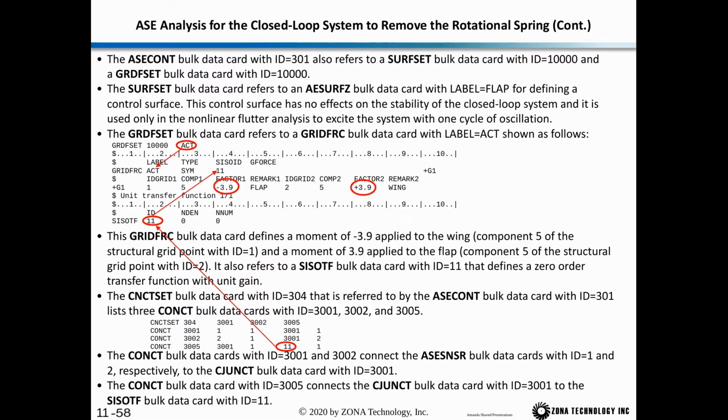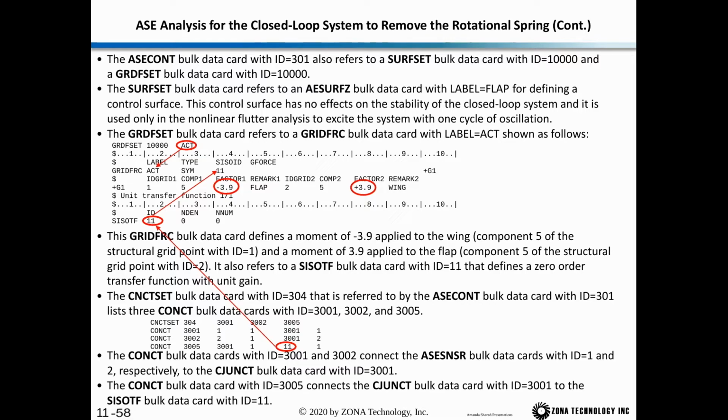Continuing, the ASE controller card refers to a SURFSET card and a GRIDFSET card. Now the SURFSET card refers to the AESURFZ bulk data card for defining the control surface. This control surface has no effects on the stability of the closed loop system, and it's used in the nonlinear flutter analysis to excite the system with one cycle oscillation.